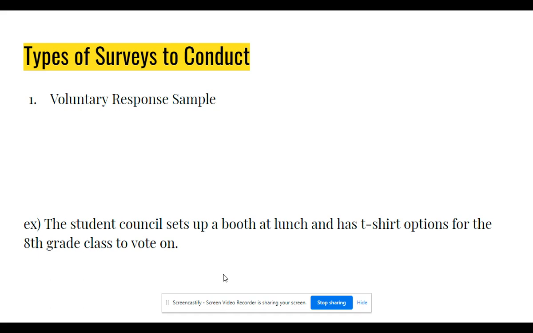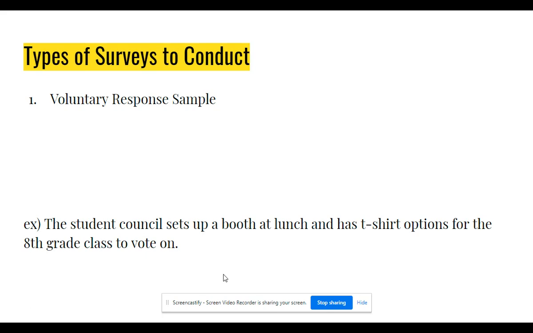Now we do have a whole bunch of different types of surveys. Some are better than others. They all kind of have their pros and cons. So a voluntary response sample. An example of this is the student council sets up a booth at lunch and has t-shirt options for the 8th grade class to vote on. So we're trying to decide what 8th grade t-shirt we want, and you have to come vote. That's an example of a voluntary response sample.